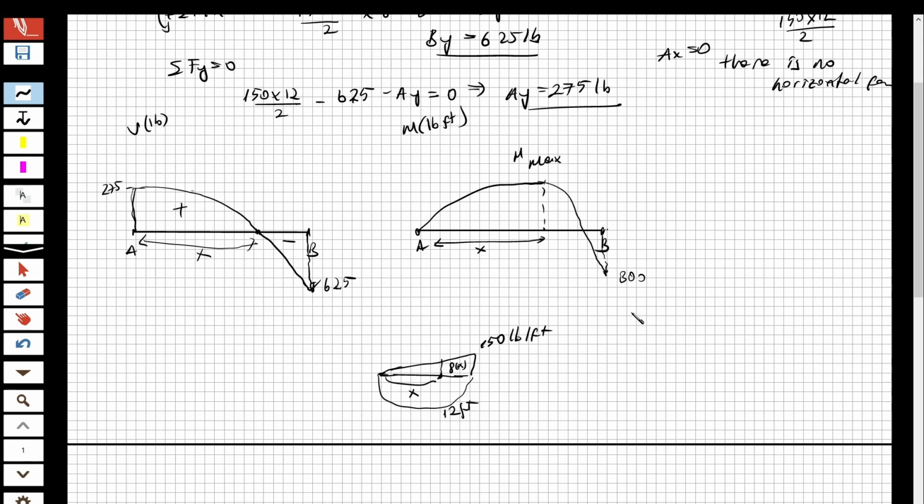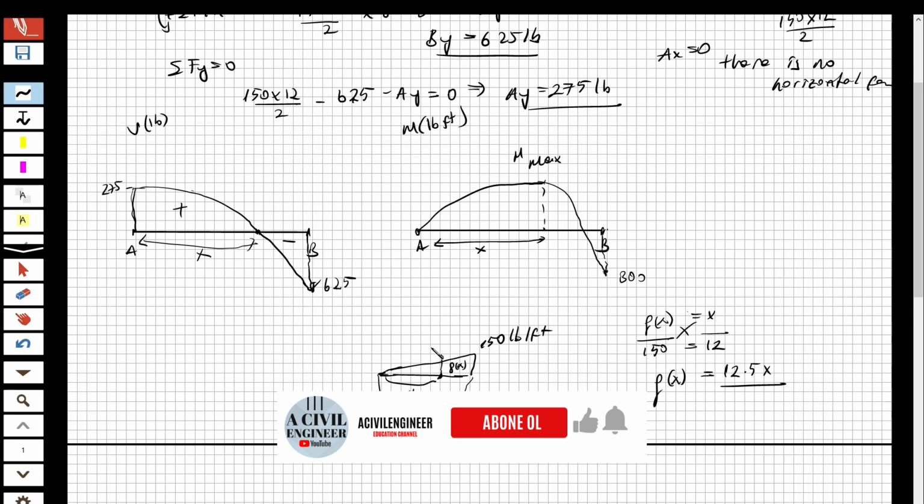So I'm going to write a function and we are going to determine from that. So gx, for example, equal to x, right? And 150 also equal to 12. When I take this multiplication, gx is going to be equal to 12.5x. Now we obtain the gx, so let's write the gx in its own place.